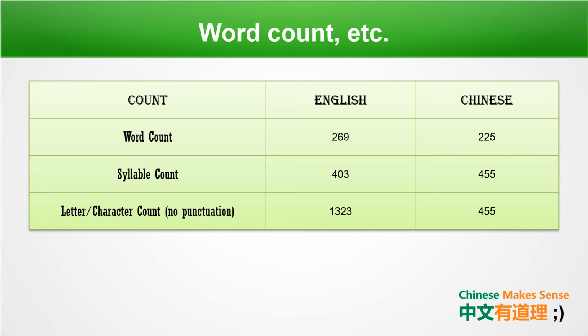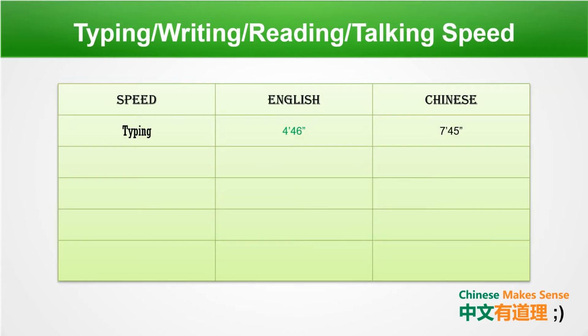Now, as you can see, the character and syllable count are the same for Chinese. Can you guess why? Because every Chinese character is one syllable. My dad did some experiments, and here are the results.